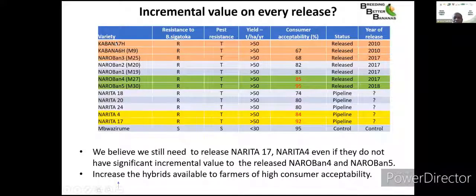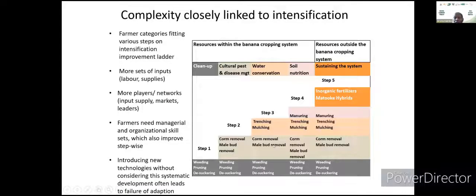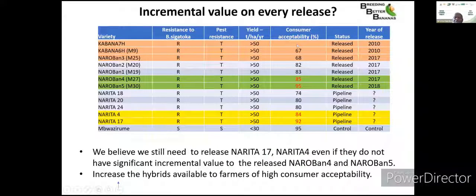This is the one we released first, number 1. It was resistant to sigatoka and tolerant to pests and diseases. Yield was over 50 tons per hectare per year. Remember, on average, the local varieties are yielding 10 tons per hectare per year. Acceptability was about 60%. When I say 60%, I mean that when you compare its taste with the local varieties in terms of consumer acceptability, it is only 60%.